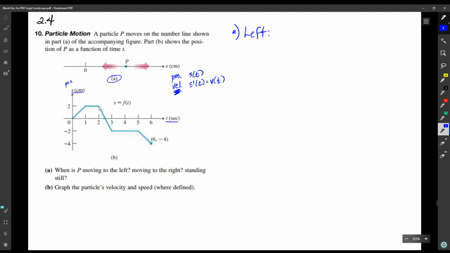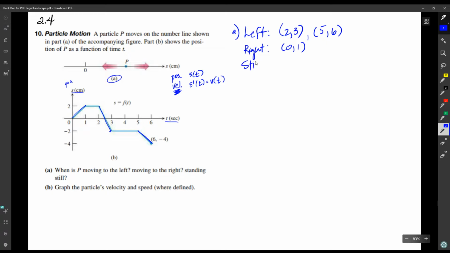So I see that happening from 2 to 3. We're going downward. The slope is negative. So I'm going to put 2 to 3. We're moving left. And we're also moving left from 5 to 6 because we have a negative slope there. What about to the right? Well, we have rightward movements then when the velocity is positive. So we want to be looking at positive slopes. So I see that from 0 to 1. And that's really it, 0 to 1.